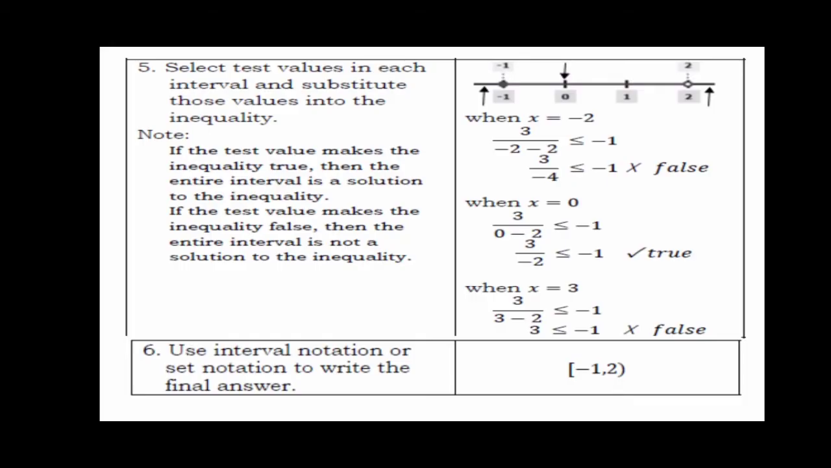Number 7, use interval notation or set notation to write the final answer. Since you have values of x which are negative 1 and 2, and since negative 1 is a solution in the set, you will write an open bracket. And since 2 is not included in the solution, you will write a close parenthesis.